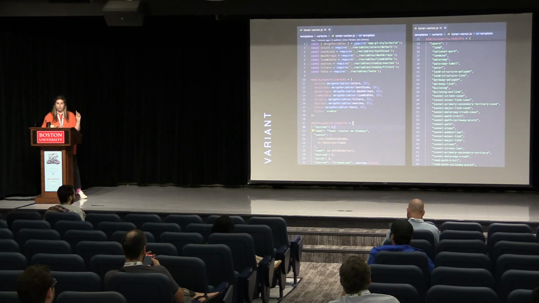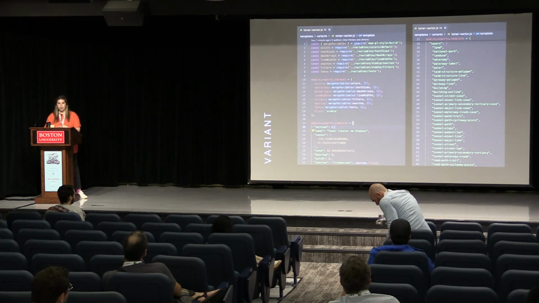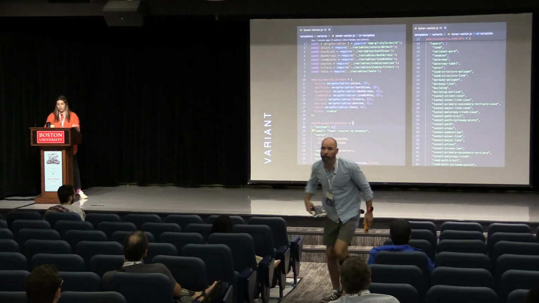Toner here you can see in the variant template, we have all of the variables that we'll use there listed at the top. I'll get into those in a second. At the bottom, you have stuff you would expect to see in a style sheet, so like the name of the style, your default extent, what the sources are, and then on the right side, you have the list of layers that are in your style.